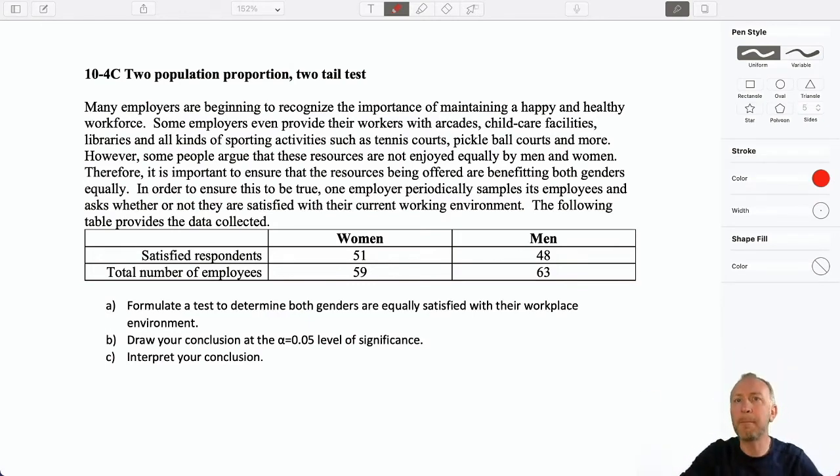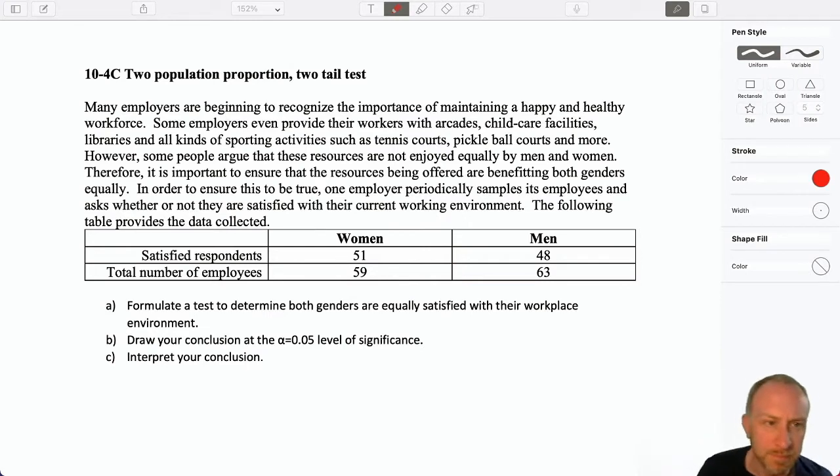So many employers are beginning to recognize the importance of maintaining a happy and healthy workforce. Some employers even provide their workers with arcades and childcare facilities, libraries, etc. However, some people argue that these resources are not enjoyed equally by men and women. Therefore, it is important to ensure that the resources being offered are benefiting both genders equally. In order to ensure that this is true, one employer periodically samples its employees and asks whether or not they're satisfied with their current working environment.